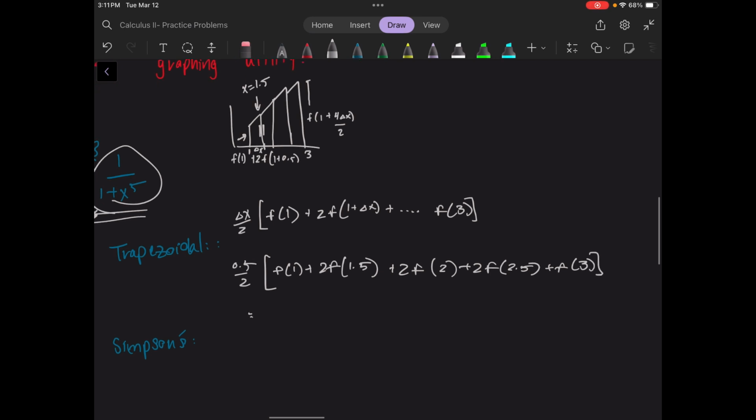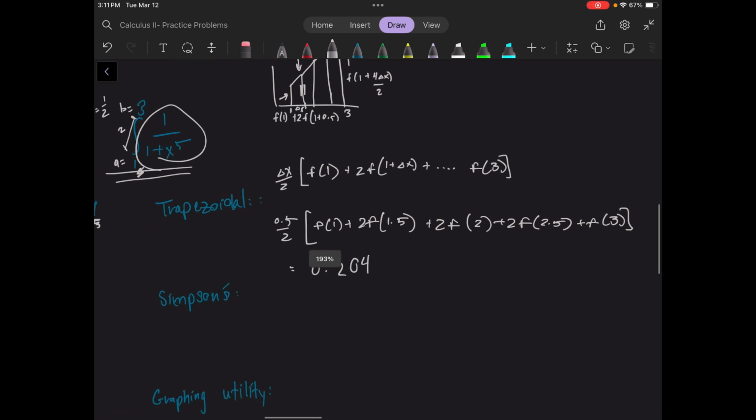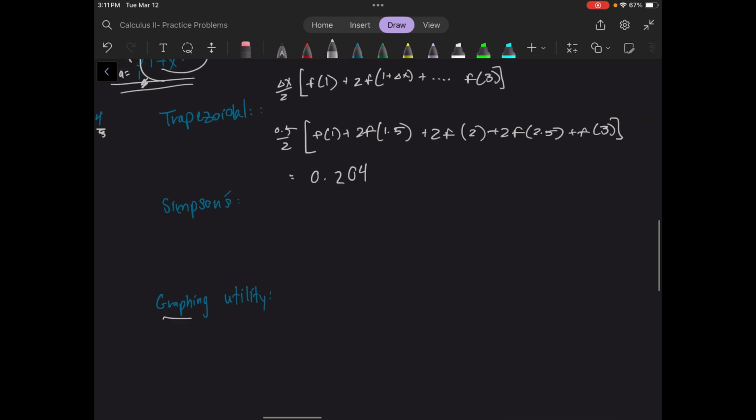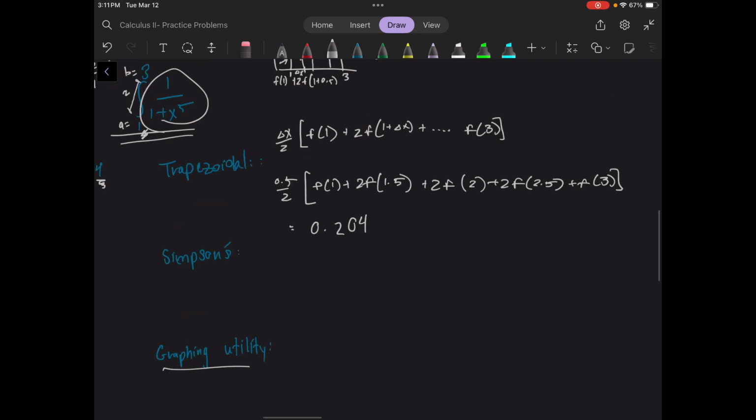So you can punch all of this into your calculator. The answer that I got was 0.204. Okay, well, we don't know if that's accurate or not yet. We'll see at the end when we plug it into our integral-capable calculator.